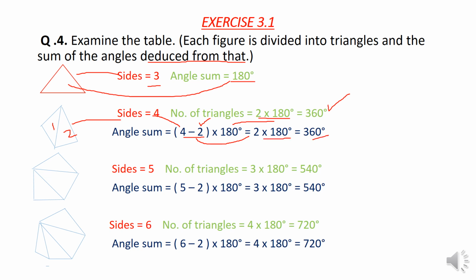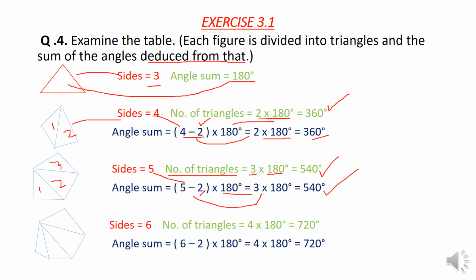360. Similarly, for 5 sides, how many triangles are we getting here? 3 triangles multiplied by 180, so the answer will be 540. As you see here, this is 1, this is 2 and this is the third triangle. So these are the 3 triangles. How do we get it? The number of sides is 5, and again you have to subtract the same number 2, and multiply by 180. So 5 minus 2 is 3, multiplied by 180, and the answer is again 540.